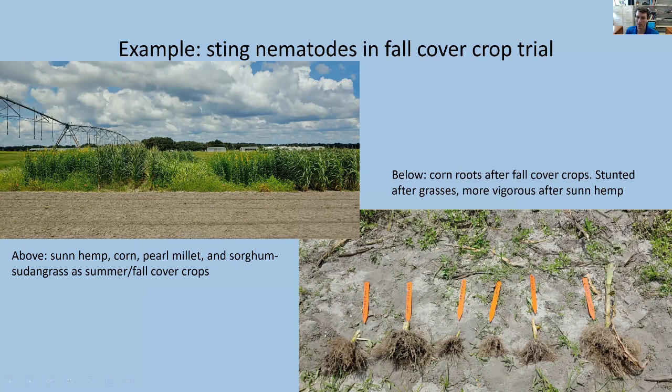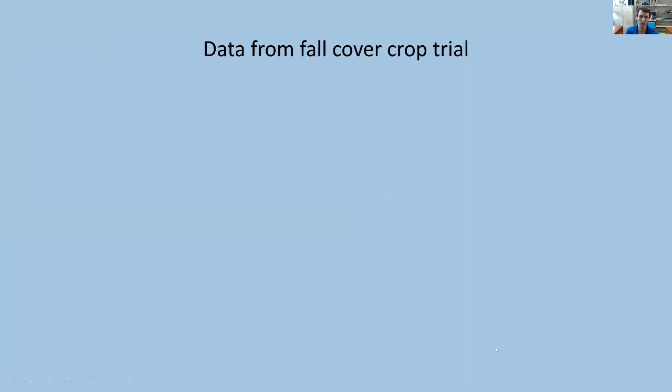And then in the center here, you can see stunted corn roots following some of our grasses, sorghum and corn, and our fertilized millet. And then the outside are following sun hemp, and we just have a much more vigorous root system. And that's one of the main symptoms of sting nematode, is just stunting of the roots.